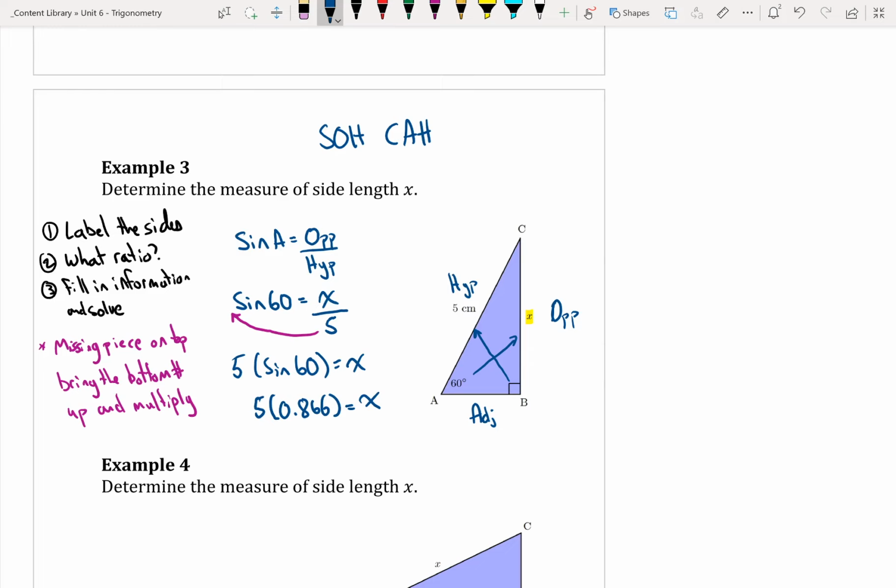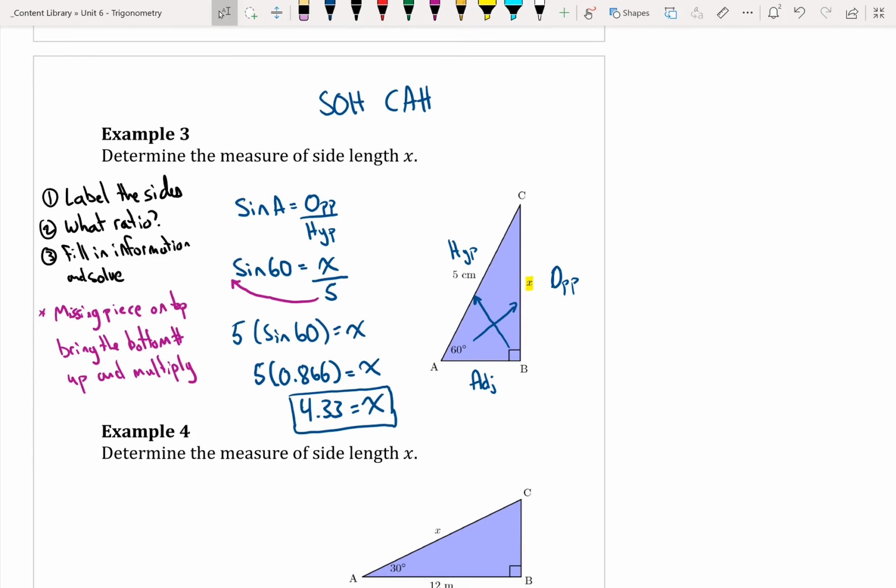If you are going to figure out what sine 60 is first, and you may have to depending on your calculator, try to have at least 3 decimal places. If you round it too short, you will get a different number. So when I go through and then I multiply, I should get something very close to 4.33, which is my x value. So basically what this means is that my missing side length, or x, is 4.33 centimeters.